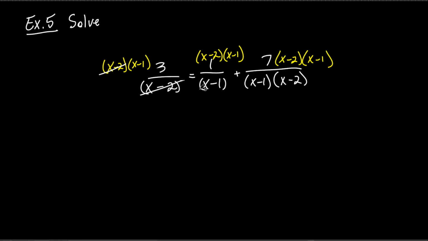What about this one? X minus 1 cancels with this x minus 1. Right? What about down here? This looks like the most confusing one, but it's actually the best one because they both cancel out. Exactly right. That x minus 1 cancels with that one. This x minus 2 cancels with that one.